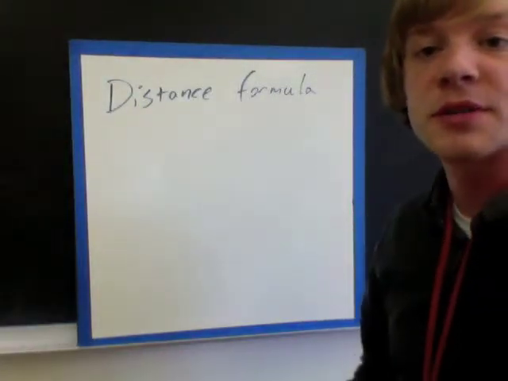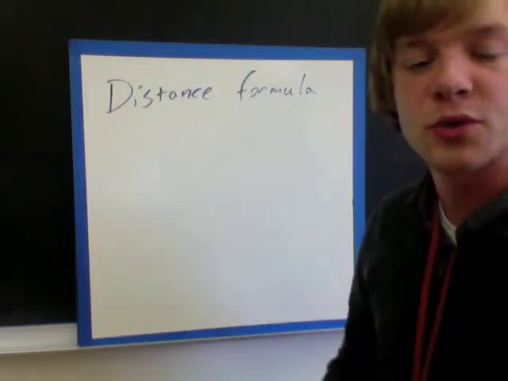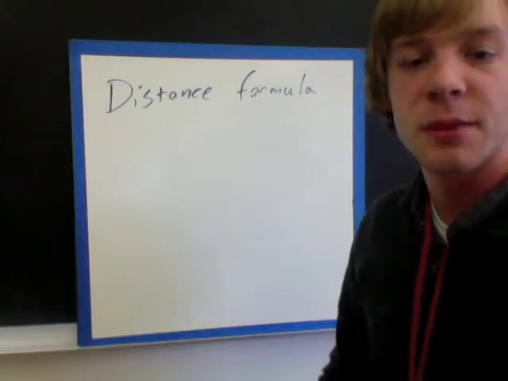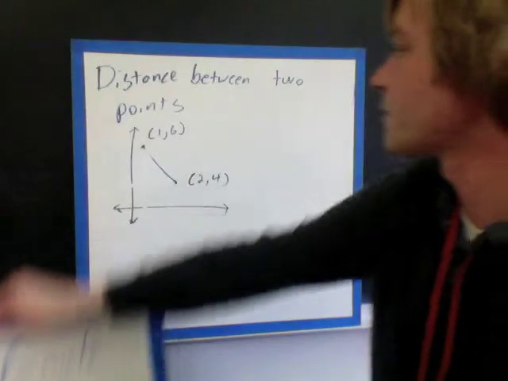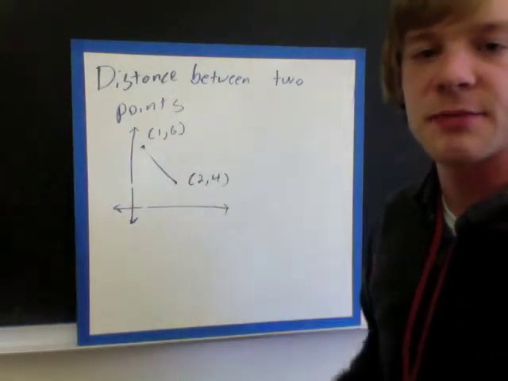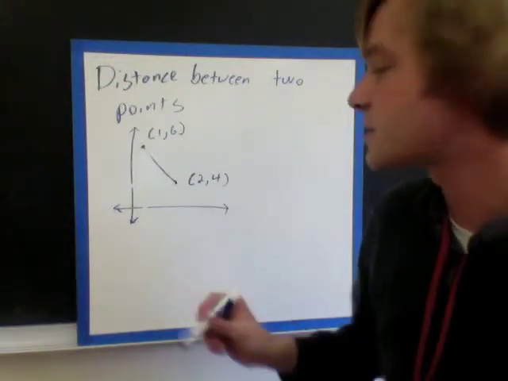Hi there. Today we're going to be talking about the distance formula. What we're trying to do is find the distance between 2 points on our coordinate plane. So we have here 2 points. We've got the point (1, 6) and the point (2, 4). Now I want to find the distance between these 2 points.